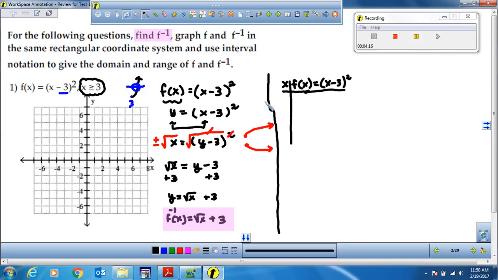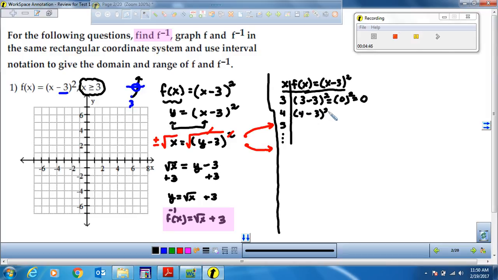So if x has to be any number greater than or equal to 3 on this function, then we can use the values 3, 4, 5, and 6, and 7, and so on. So I'm just going to use those 3 values. Remember, the minimum we need is 3 points, right? So we're going to have x, which in this case is 3 minus 3 squared, gives me 0 squared, which is equal to 0. X, which is 4 minus 3 squared, equals 1 squared, which is equal to 1. 5 minus 3 squared is going to be equal to 2 squared, which is equal to 4.